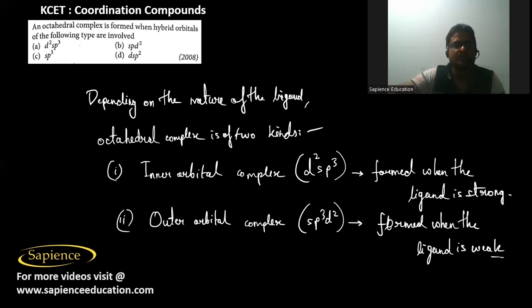So here d2sp3 can be formed when there is an octahedral complex. So option A is the correct answer.